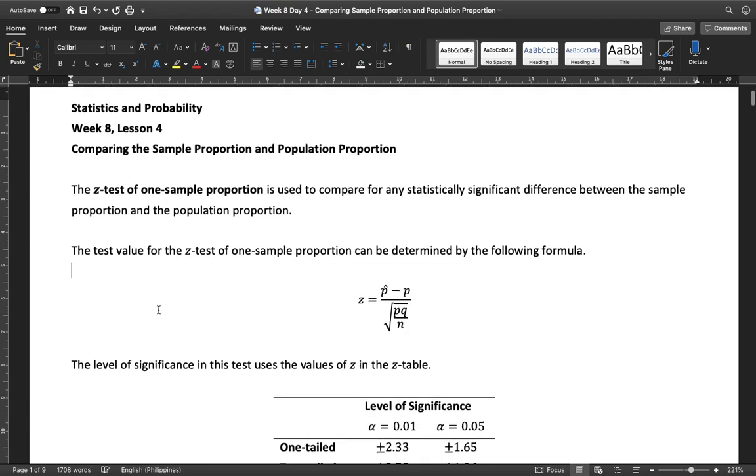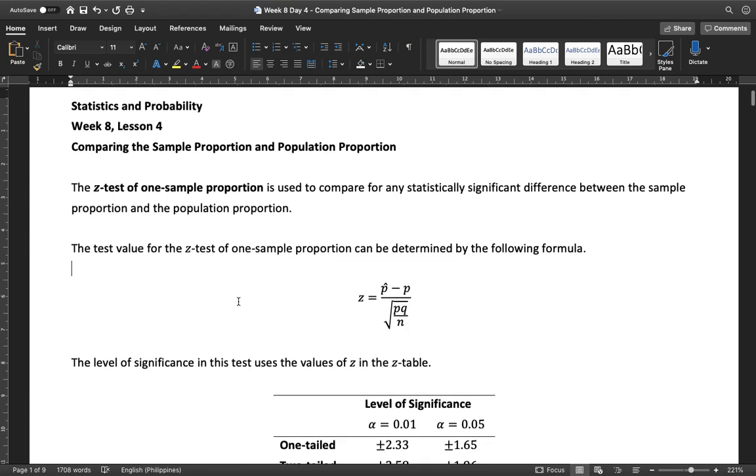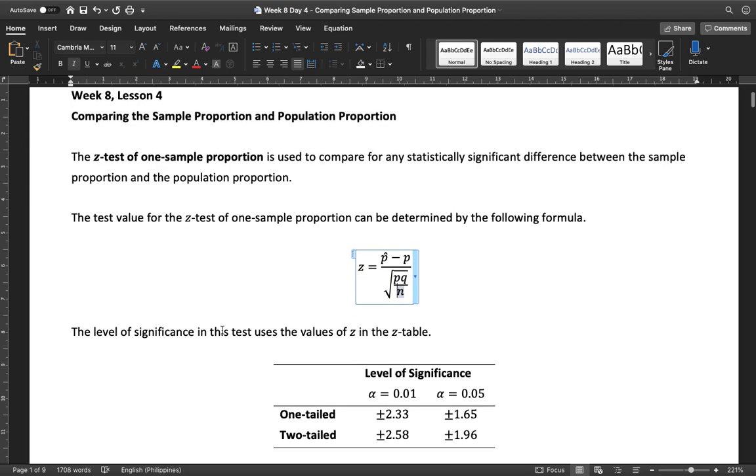So, the test value for z-test of one sample proportion can be determined using this formula. Z is equal to sample proportion minus the hypothesized population proportion divided by the square root of PQ over N. P, again, is the population proportion. Q is the complement of the population proportion. N is the sample size.